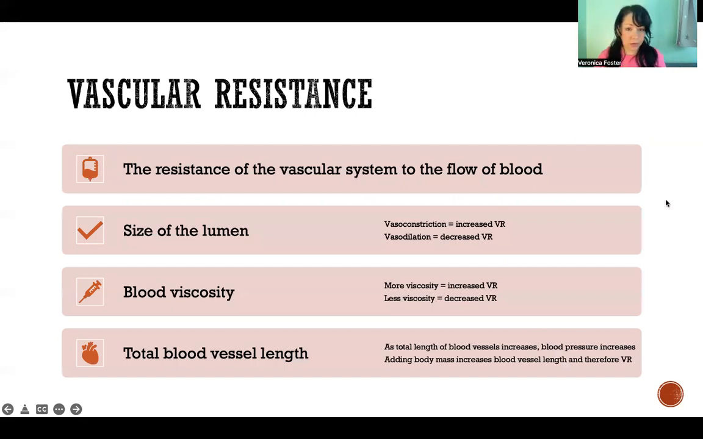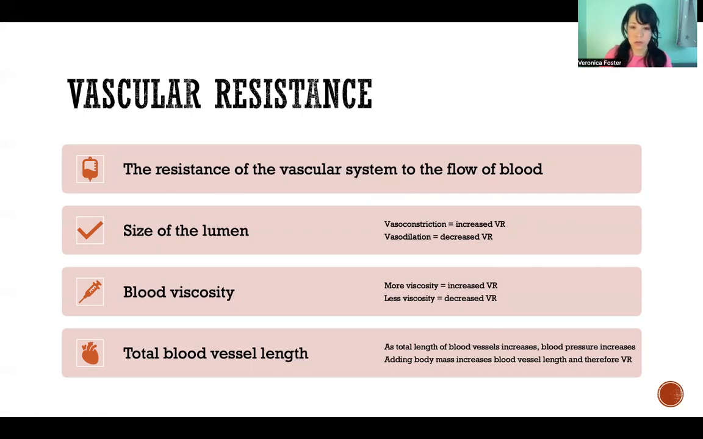Okay, our last major factor that directly affects blood pressure is vascular resistance. That is referring to all of the resistance of the vascular system to the flow of blood. So, when we're looking at the movement of blood through all of our blood vessels throughout the body, vascular resistance is really referring to any obstacle to that flow of blood.